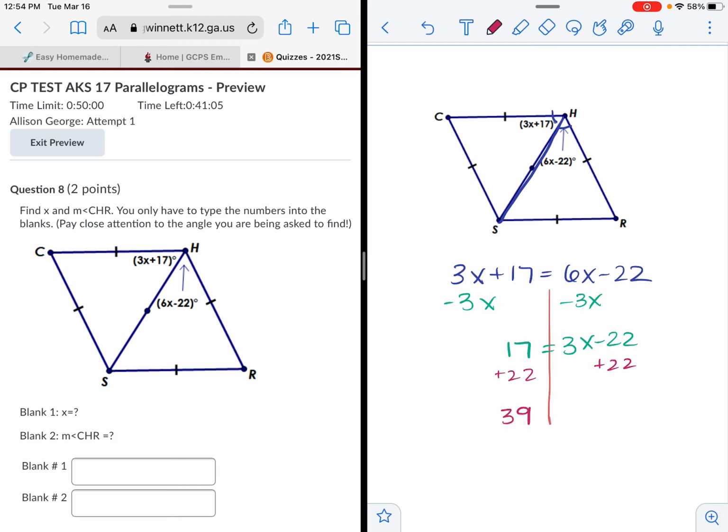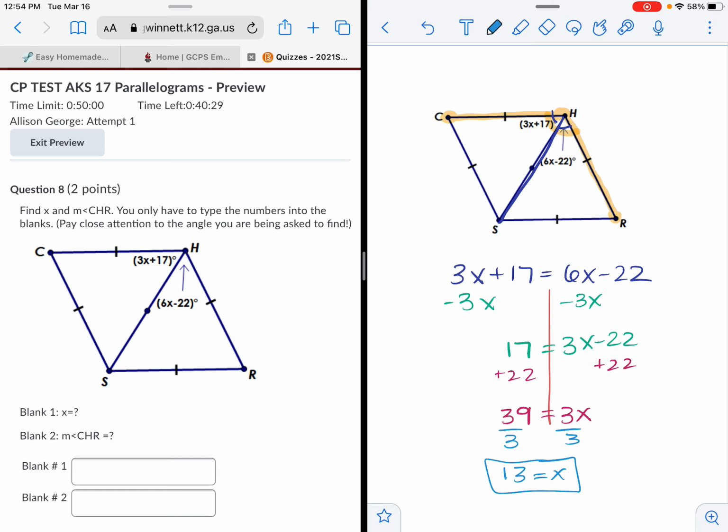So 39 equals 3x. Next, we're going to divide both sides by 3. And I get 13 equals x. So 13 would be your answer for blank number 1. But now blank number 2 says find the measure of angle CHR. And we want to be careful about what we're being asked to find. Trace it with me. C to H to R is the whole angle, not just one of the pieces.